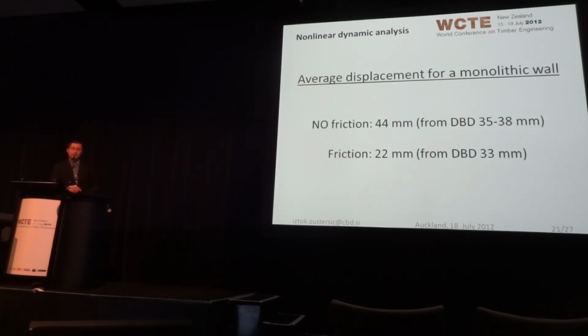Just a short comparison: if we weren't using friction, the average displacement after all 7 accelerograms was 44 millimeters. If we compare that to the results from displacement-based design, we are quite close. However, if we use friction, we overshoot by almost 50%. But still, SAP is not the best tool for nonlinear dynamic analysis, especially if you're using very specific hysteresis behavior.